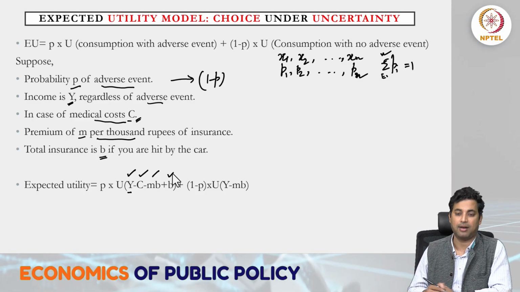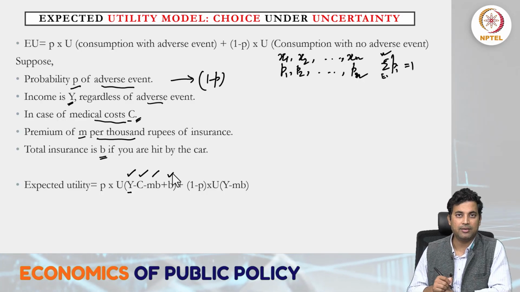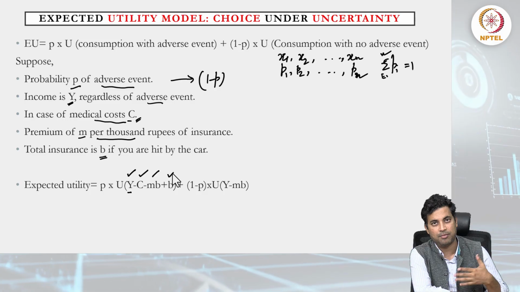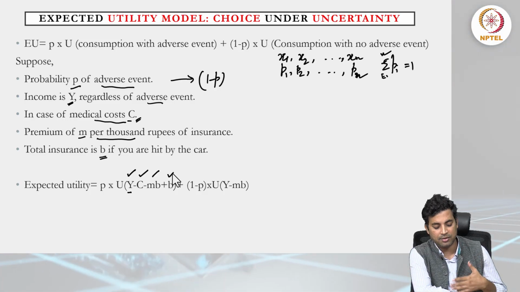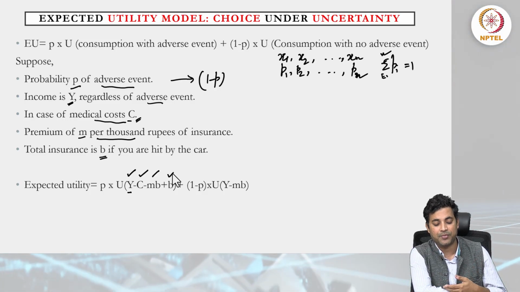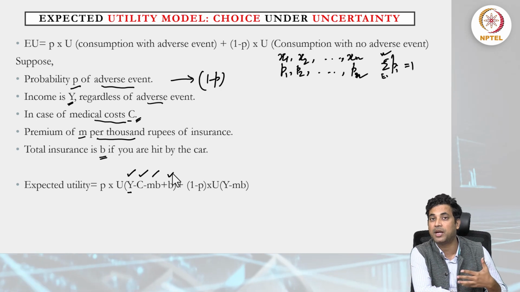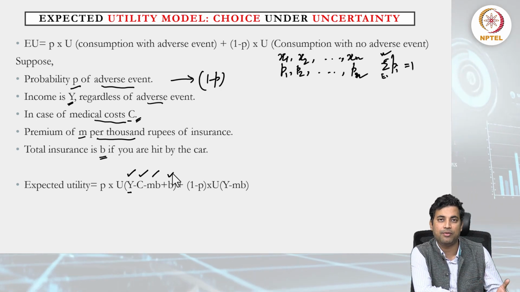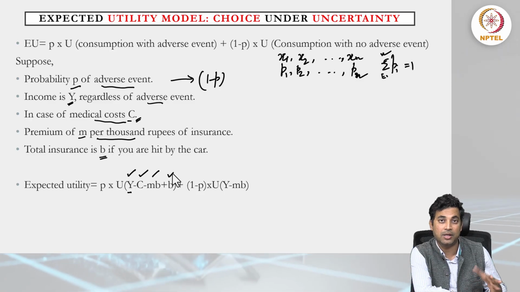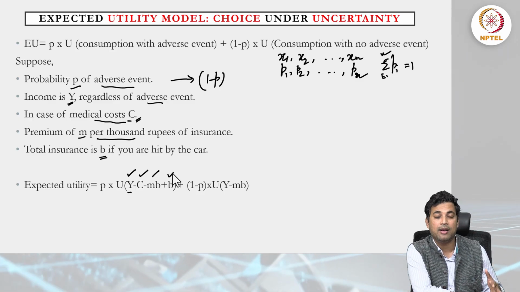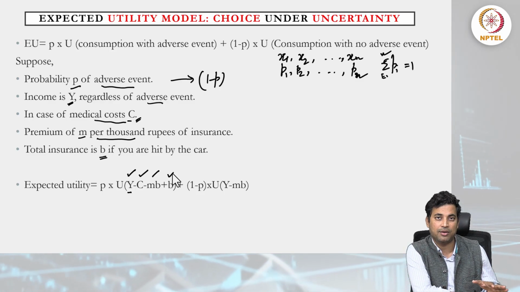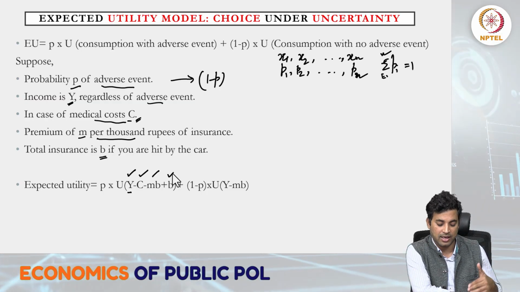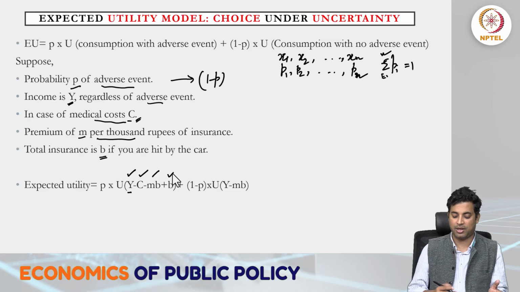So that is the point that we are trying to discuss, plus the total insurance that we get if you are hit by a car. That is very important. It is not that I purchased 10 lakhs, but whatever insurance I will get from that particular adverse event. Say the total cost of the bill is 1 lakh, but out of which I got 75,000 rupees as insurance cover. So that is the amount B that we are talking about.